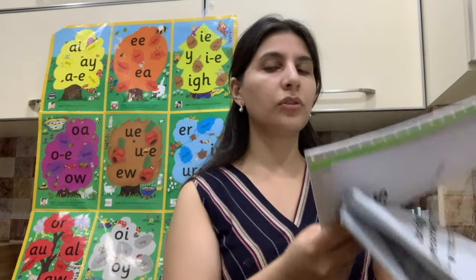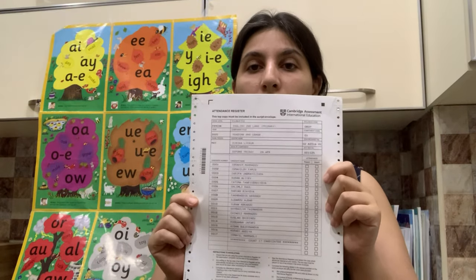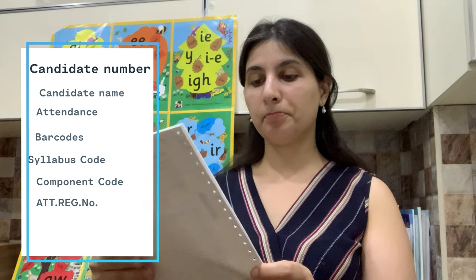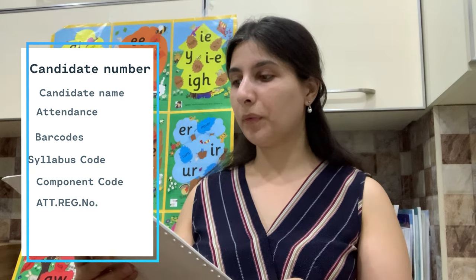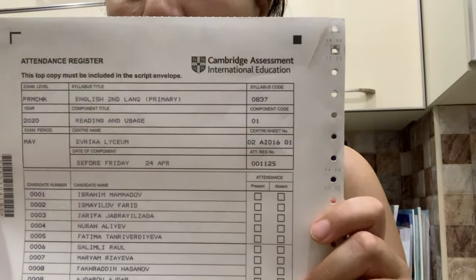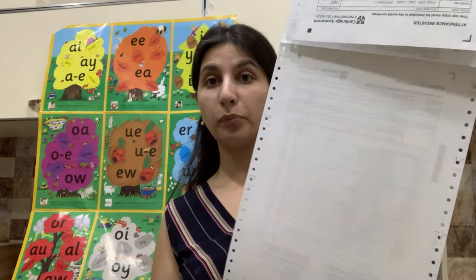In this packet, we have got information about the attendance registration. So you receive this full list of the students with their first and last names, and then the candidates' numbers, information about the instruction, and then the center number and registration number. I will try to scan and show it on the video to show the differences. And so you receive all this about each examination that they're going to pass.